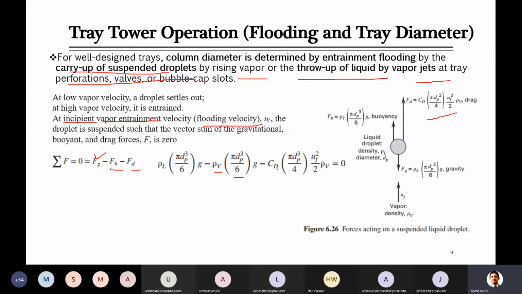And there is a drag force on this, which is called R equal to CD times the area of the particle on which the force is acting, times u square, the velocity with which it is being moved towards the top, because this is the drag by the vapor which is dragging these liquid droplets to the top, times the density of the vapor, the medium which is dragging the liquid. So you can rearrange this equation.